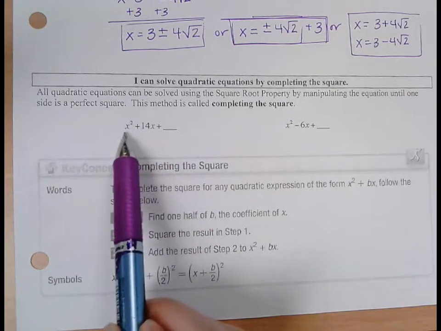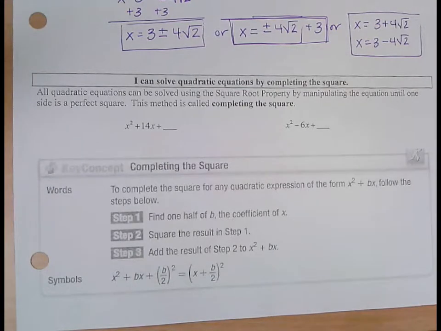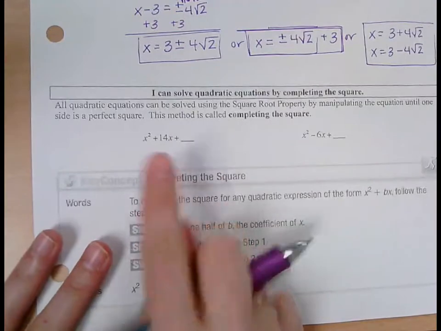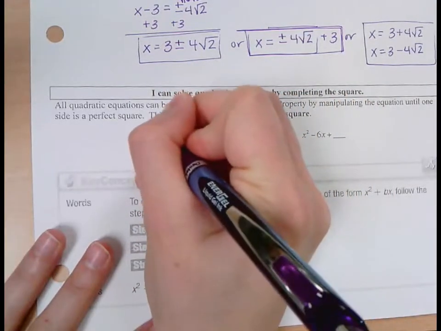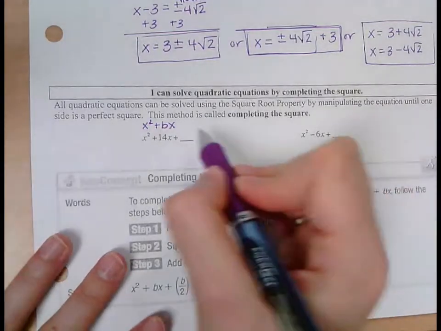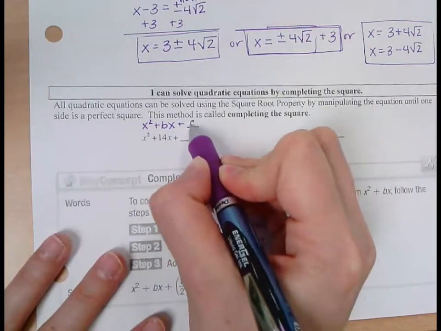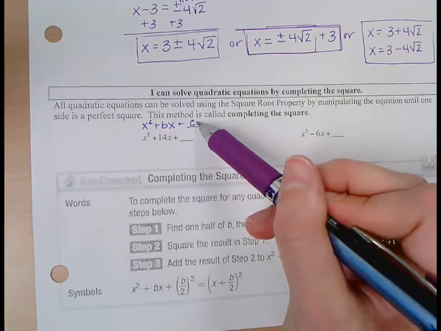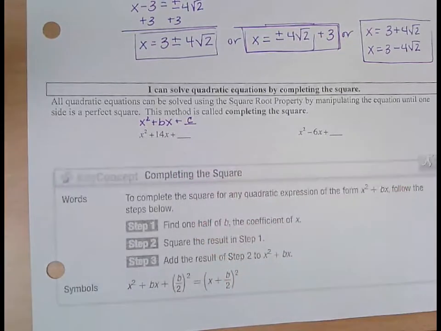So the idea behind this is what you're going to be doing with completing the square: you are going to be given part of a trinomial. You're going to be given the x squared plus bx part of it, but you're not going to be given the c value, the constant value. You are going to have to find what value of c makes this a perfect square trinomial.